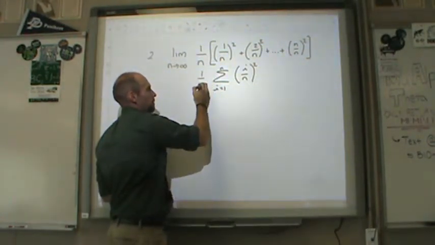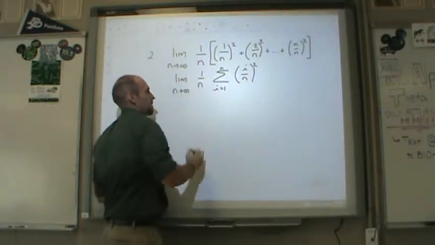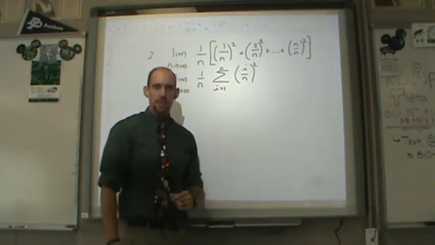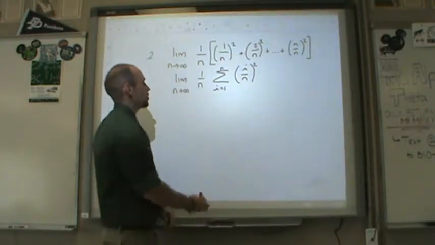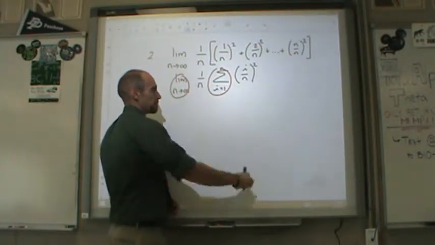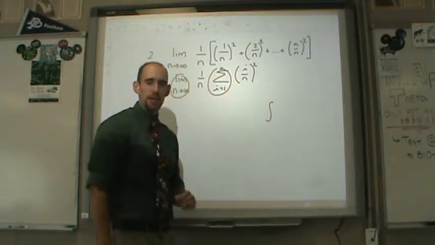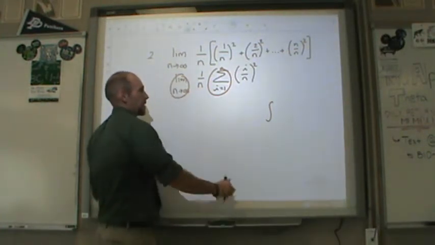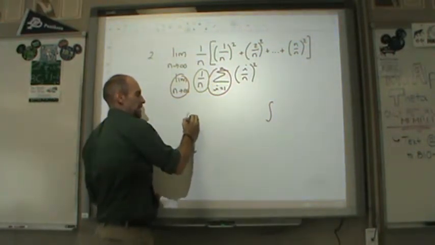Let's bring down this 1 over n. And now we can do exactly what we did in the previous problems. So I'm going to take that color again. I'm going to circle that limit and the summation. That's going to give me my integral sign. I'm looking for that number over n. So that number over n that I see is 1 over n. Okay, so that's going to be my delta x.